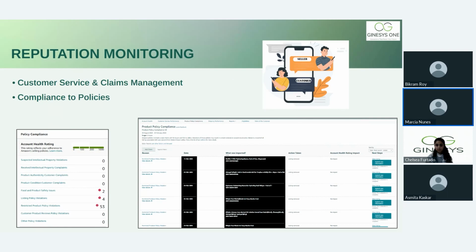So the first point is reputation monitoring, under which come customer service and claims management. Customer service, buyer messages, inquiries, and complaints, along with A to Z claims and chargeback claims, need to be addressed and responded to efficiently, and you need to strive to exceed customer expectations at every touchpoint.